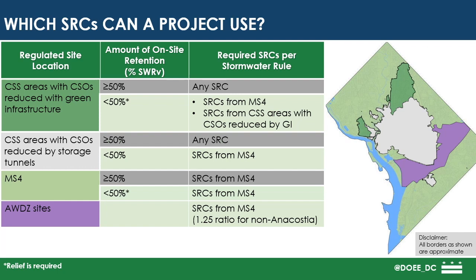AWDZ sites are required to use SRCs from the MS4, and if the SRCs are not from the Anacostia watershed, they will need to use 1.25 times more SRCs.